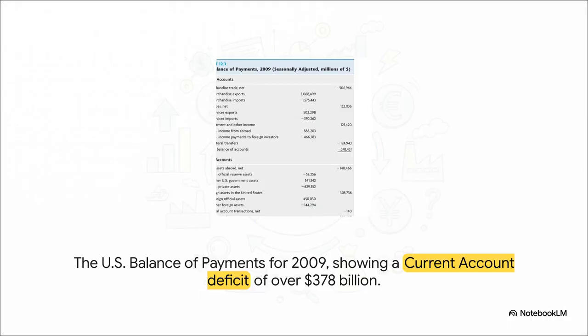And believe me, the scale of these financial flows is just staggering. Take a look at the U.S. balance of payments for 2009. The big number to focus on here is the current account deficit. We're talking over 378 billion dollars. To put that in perspective, that means the U.S. bought that much more stuff from the rest of the world than it sold to them.